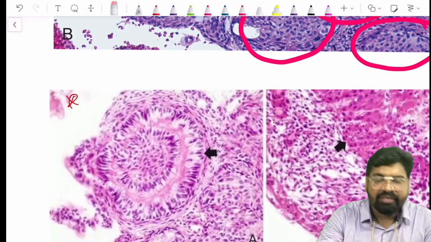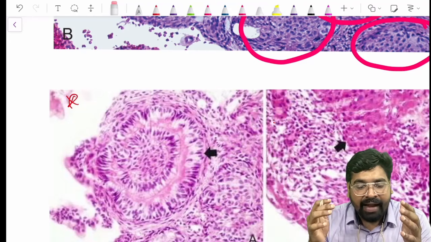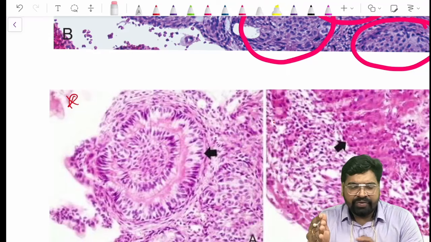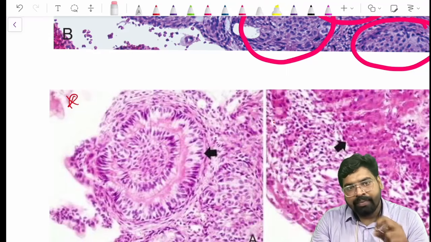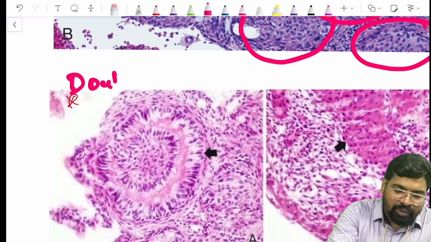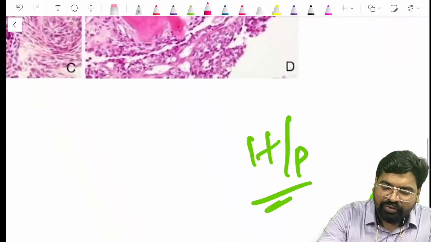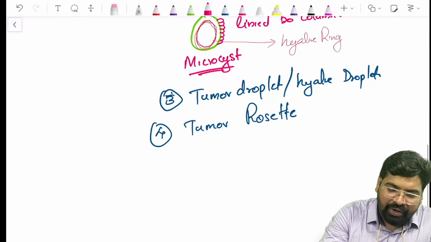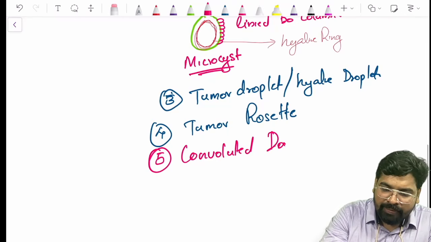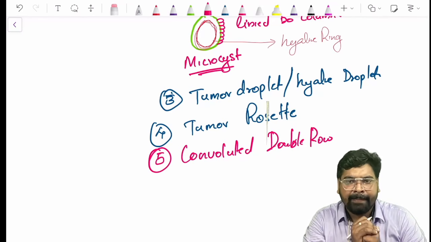This is why I am insisting, because these are all image based questions, IBQs. You see how beautiful the pattern is. That pattern of arrangement, with one row of cells on the inner side and one row of cells outside, is a convoluted double row pattern, meaning two rows of cells, right? That is called a convoluted double row. So we will write it here. What is the fifth point? The fifth point is a convoluted double row. Right here, the convoluted double row pattern is seen. So this is one thing.